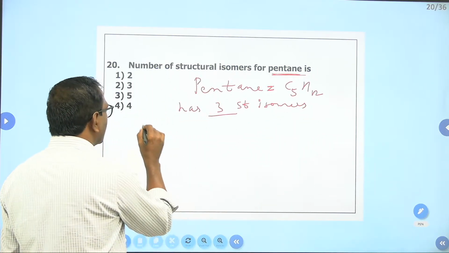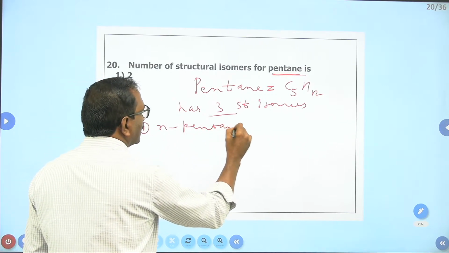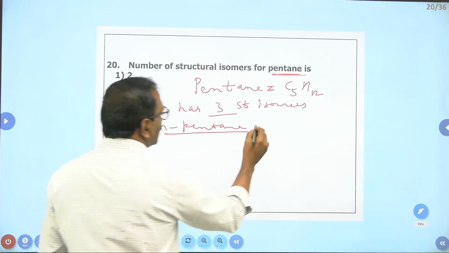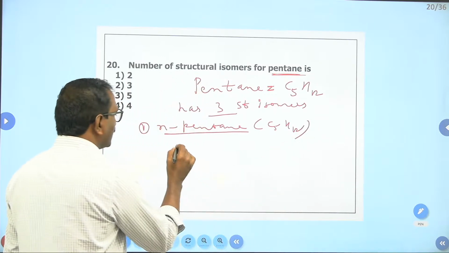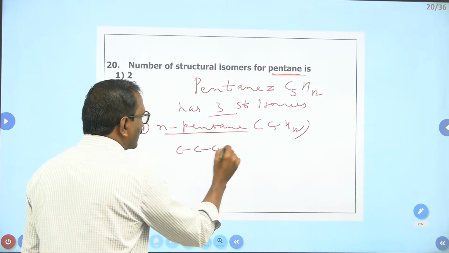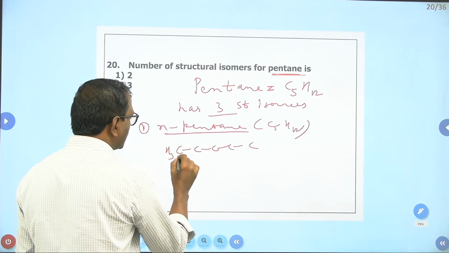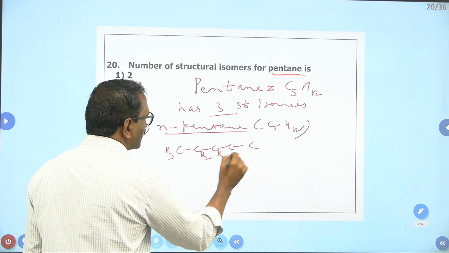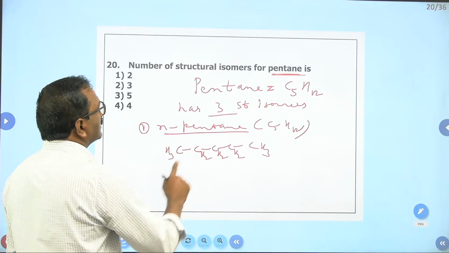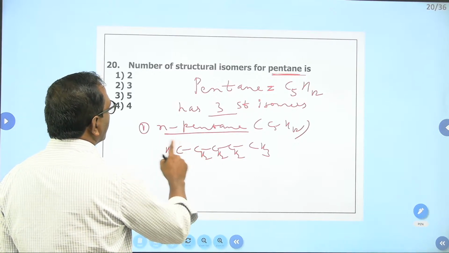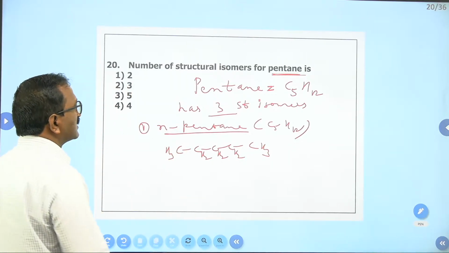One is the normal chain, which we call N-pentane. N-pentane's molecular formula is C5H12. Now you have to arrange it. Normal means all the 5 carbon atoms should be arranged in a straight line. Then the remaining bonds are satisfied with hydrogen: CH3, CH2, CH2, CH2, CH3. So this is one of the structures of N-pentane, where all the carbon atoms are arranged in a straight line. This is one structural isomer.